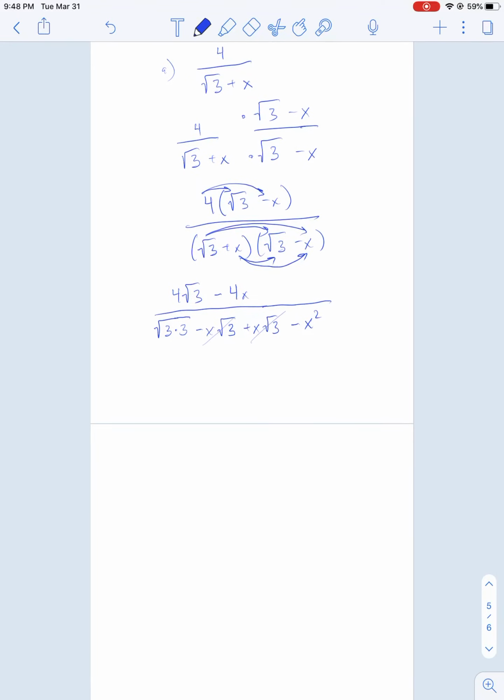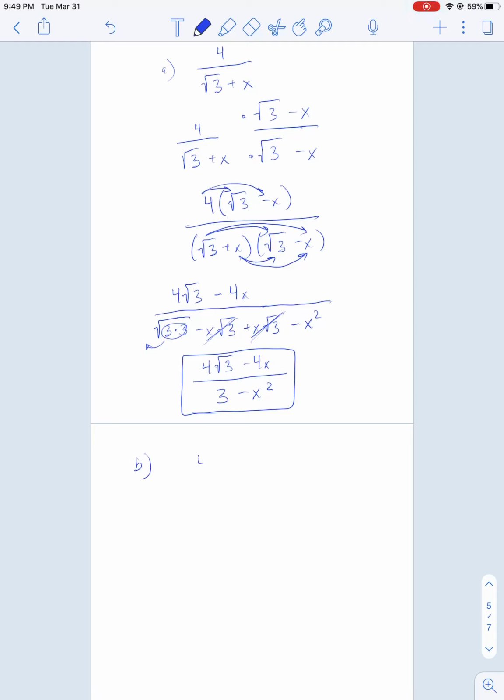We see that these cancel out. Right, we're pulling in groups of 2, so that's going to come out. Can't do anything to the top. We pull out a 3. Those cancel, and we're left with minus x squared. And as you can see in our answer, we no longer have a radical in the denominator.